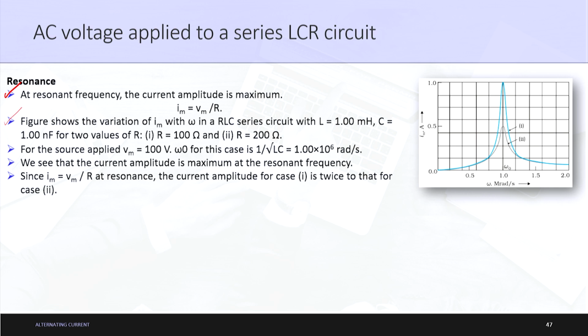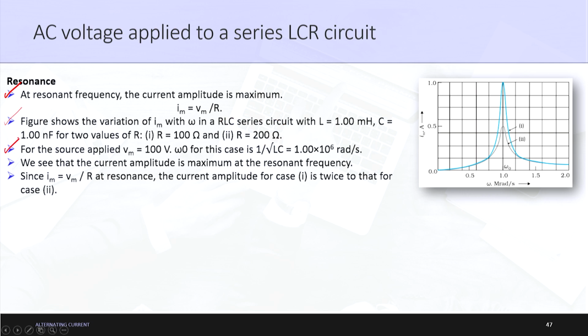Let us suppose we have L equal to 1 millihenry, C equal to 1 nanofarad, and resistance of 100 ohms and 200 ohms. It is quite clear that with the increase in the value of resistance, the amount of current is reduced. The blue diagram shows the lower resistance, and the grey diagram shows the higher resistance. So, for greater resistance, the amount of current obtained is lower.